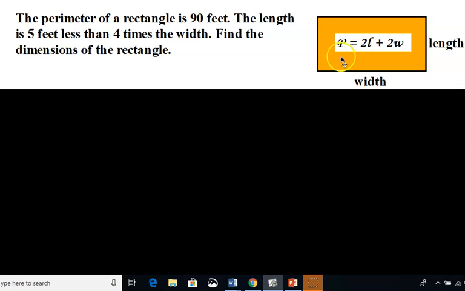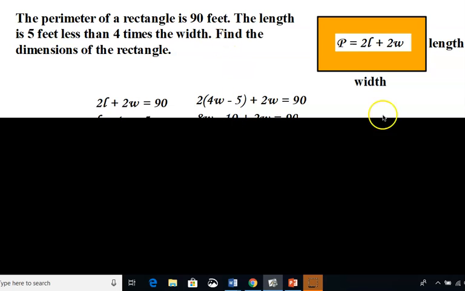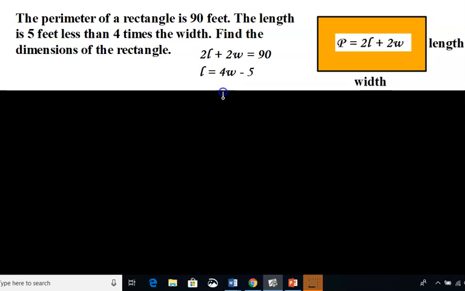So I want you to stop the video at this point, use the first sentence to write one of your equations for your system, and use your second sentence to write the other equation. So here's what mine looks like. I set the 2L plus 2W from the perimeter formula equal to the perimeter from my first sentence.